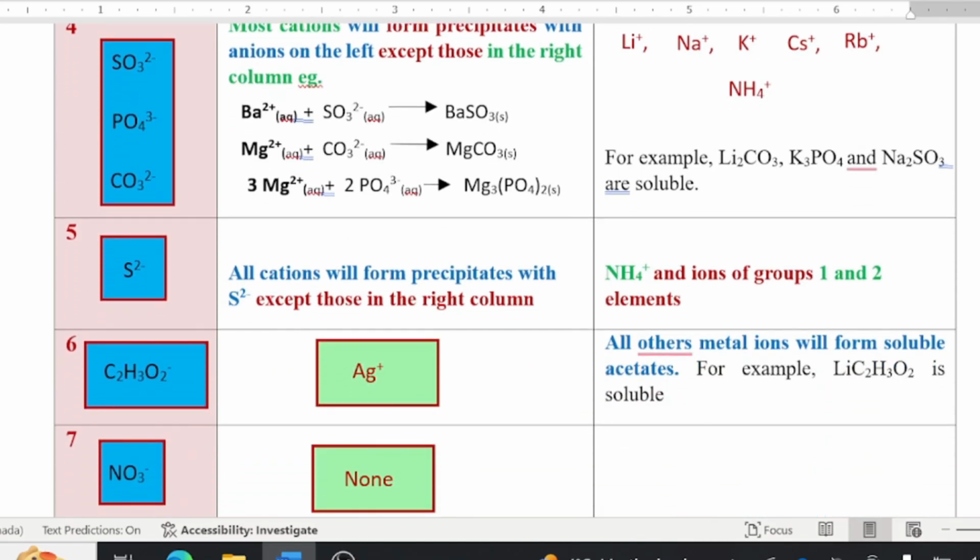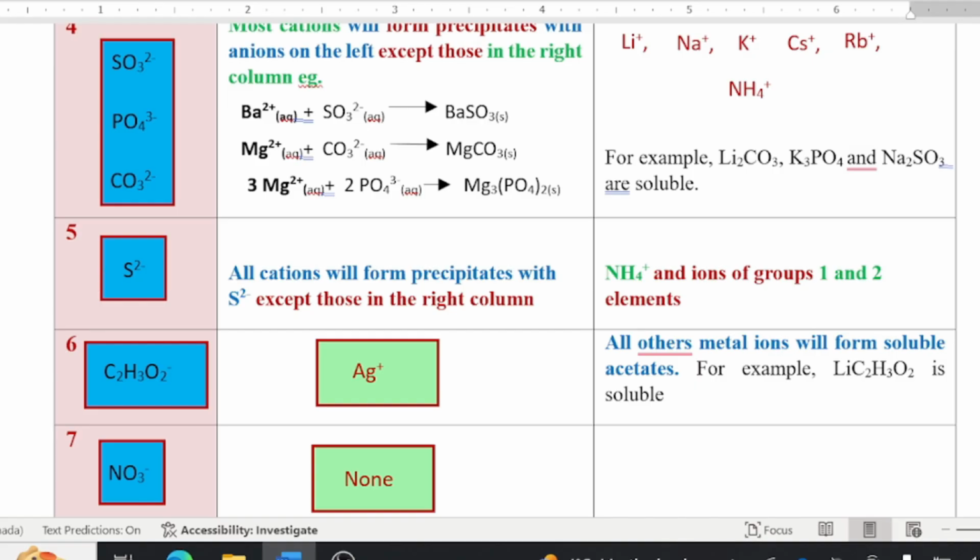Sulfide. See? All cations will form precipitates with sulfide ions except those on the right: ammonium and these here. So these are groups 1 and 2A of the periodic table. So if I want to know if magnesium will form a precipitate, magnesium is in group 2A. See, it is here. It wouldn't form a precipitate. If I want to know if zinc will form a precipitate with this, yes, zinc is not in these here.